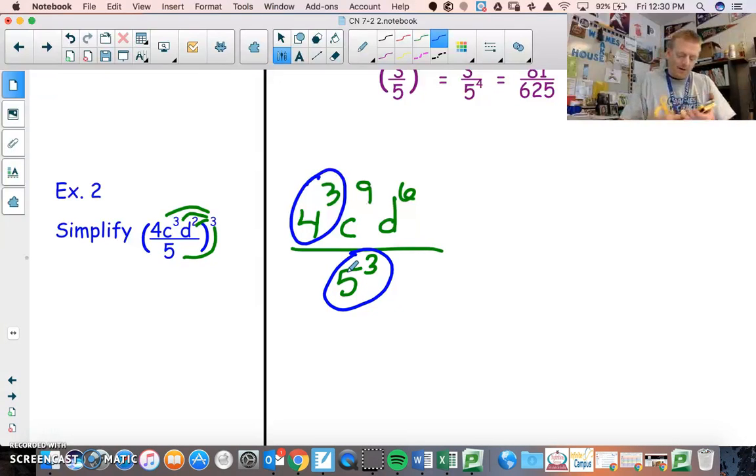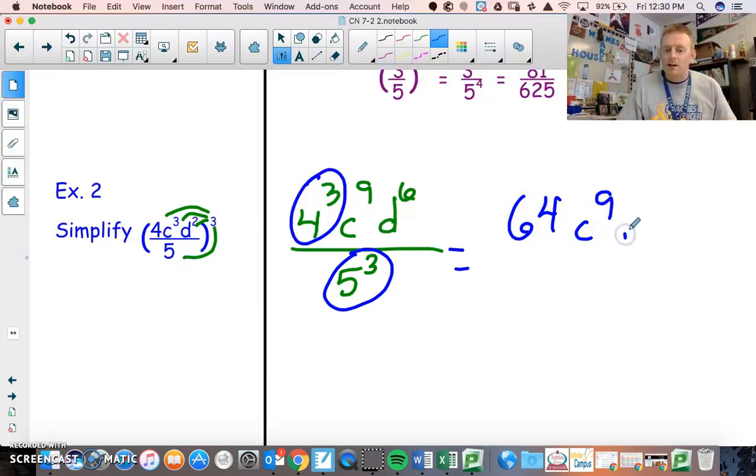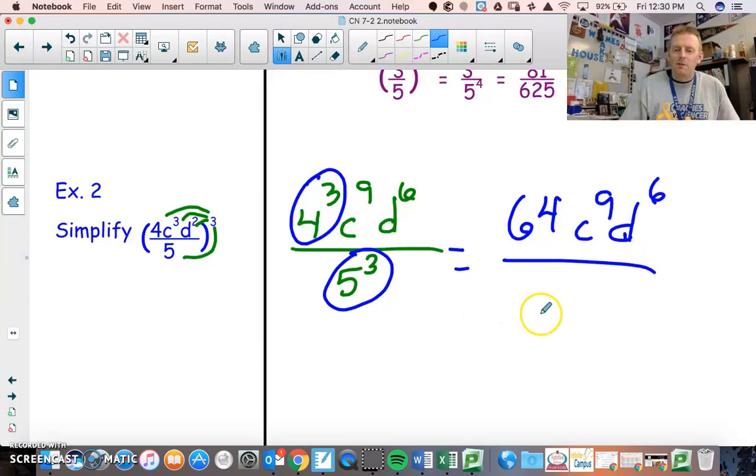Now I'm grabbing my calculator, my brain thingy that does all the work for me. I'm going to do 4 to the 3rd power, which is 64. I typed it into the calculator and that's what it told me. And I have c to the 9th and d to the 6th. And then 5 to the 3rd power, I type it in the calculator, and I believe that's 120. I should probably check that. 5 to the 3rd, 5, caret button, 3, yeah, 125, good.